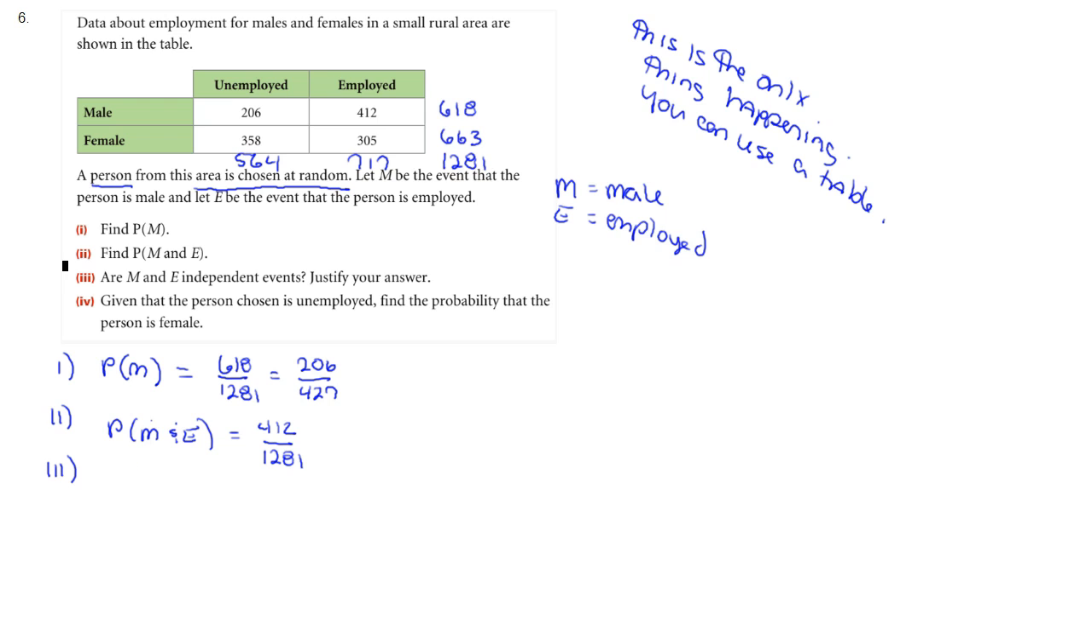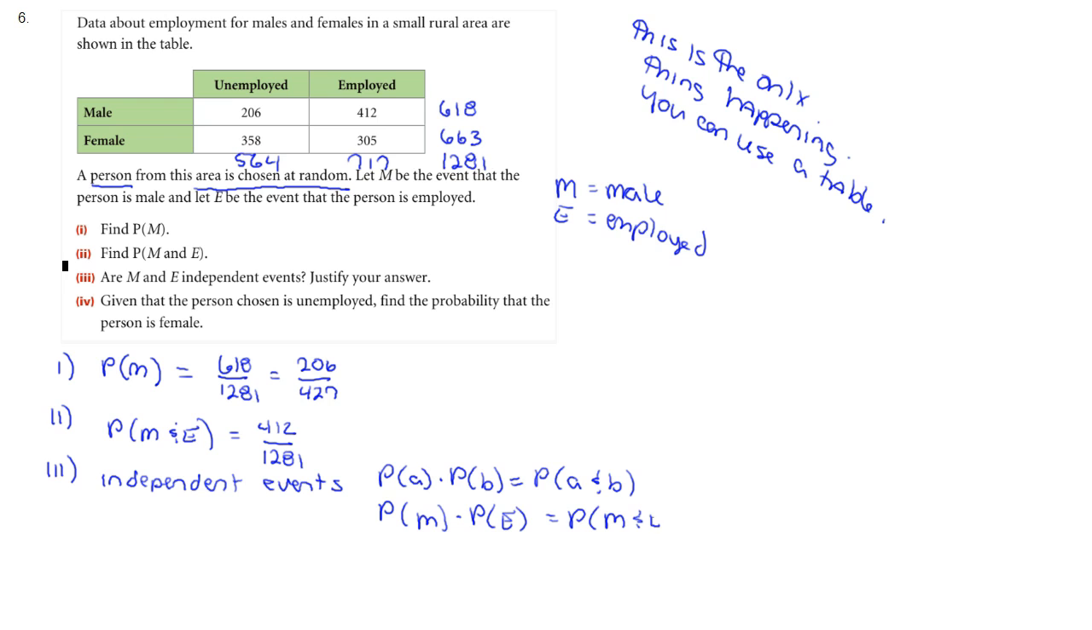All right, so part 3, it says, are M and E independent events? Justify your answer. Okay, so keep in mind, independent events are when the probability of A times the probability of B equals the probability of A and B both happening. Now, in this case, obviously, we don't have A's and B's. We have the probability of M times the probability of E equaling the probability of M and E.